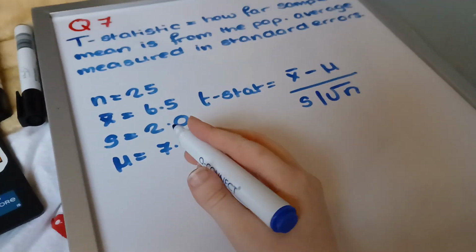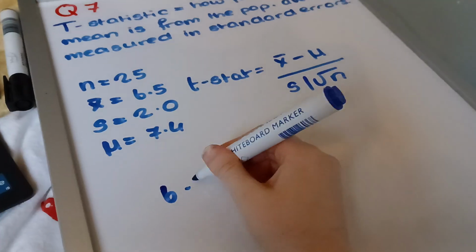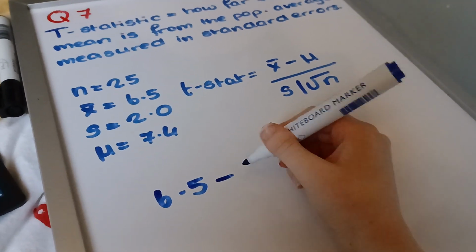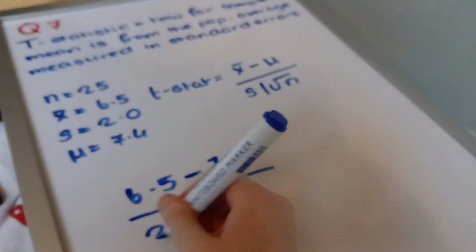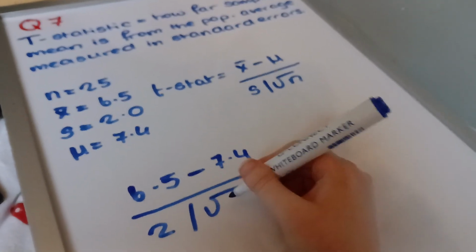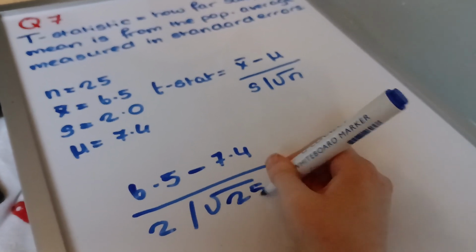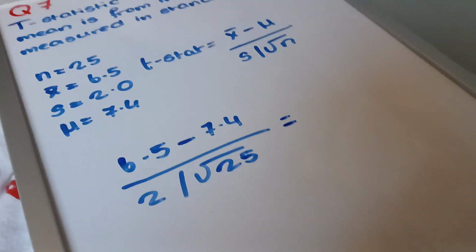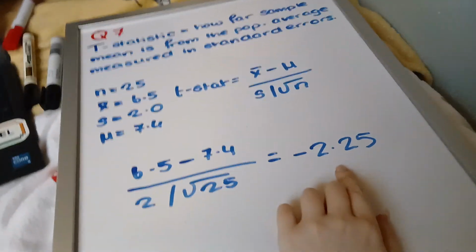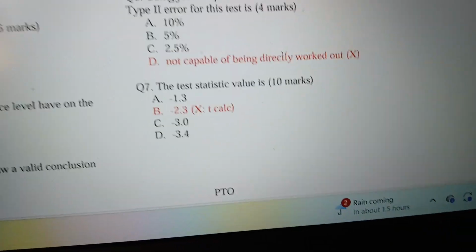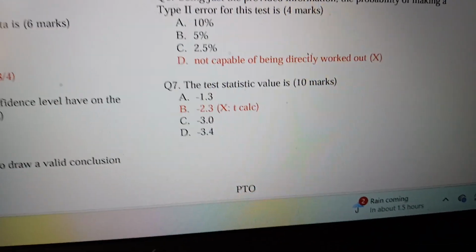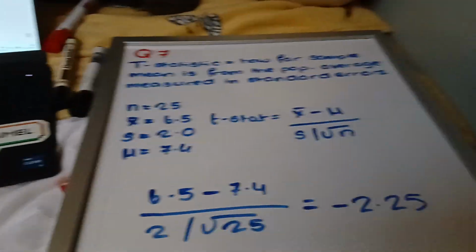So we can calculate that. The sample average is 6.5 minus 7.4, all over 2 divided by the square root of N, which is 25. I'm just going to calculate that on the calculator. I got minus 2.25 from this formula. And if you go back to the question, the answer is minus 2.3, so he's just rounded it. So yeah, that's how to do question 7.